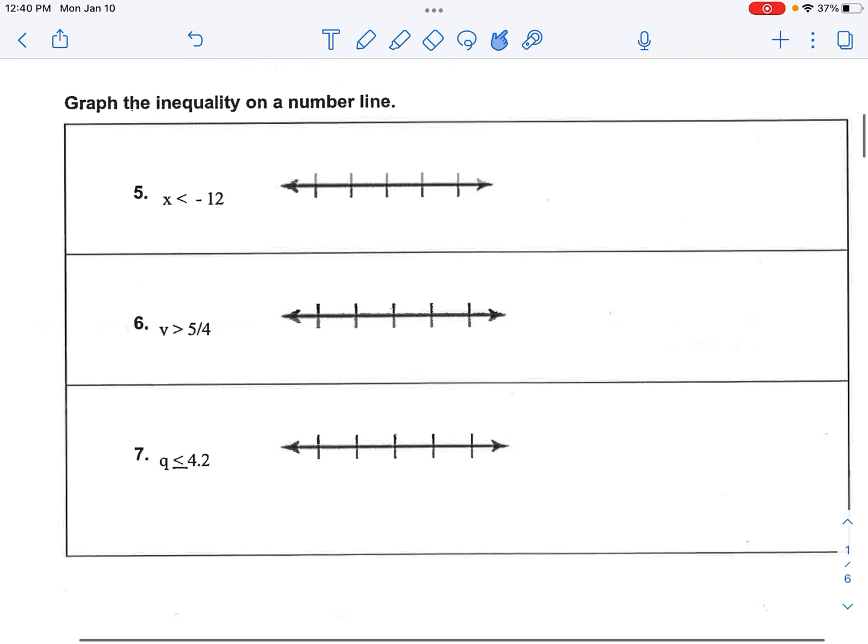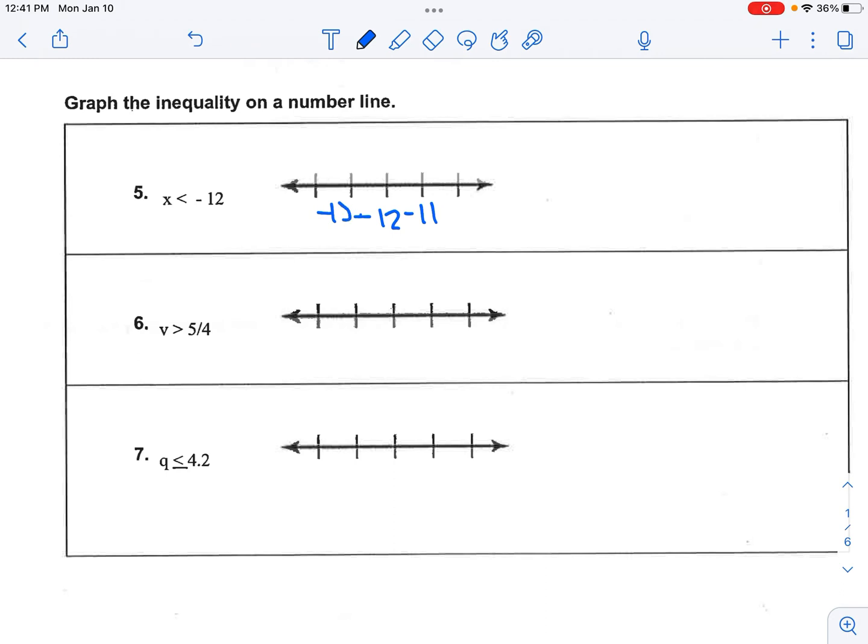Graph the inequality on the number line. So number 5 is red. X is less than negative 12. So first we have to number the number line. You're always going to put the value of your solution. So this would be negative 12 right there. And then you're going to put one number to the right and one number to the left. If it's less than, it's going to be an open circle. X is less than negative 12. Notice that less than points to the left, so your arrow on this one should be pointing to the left.